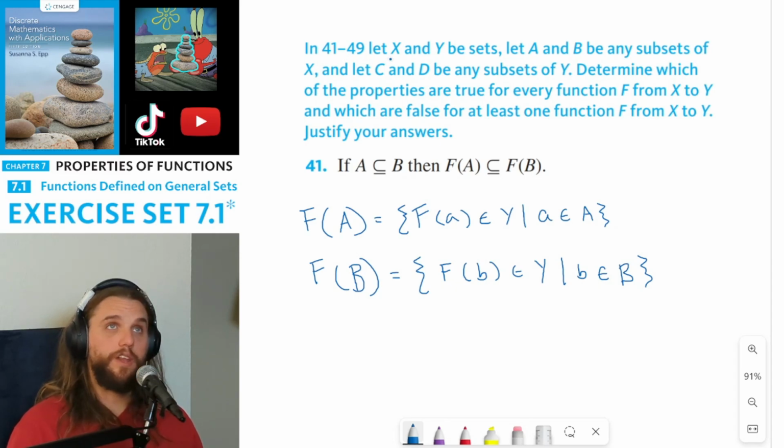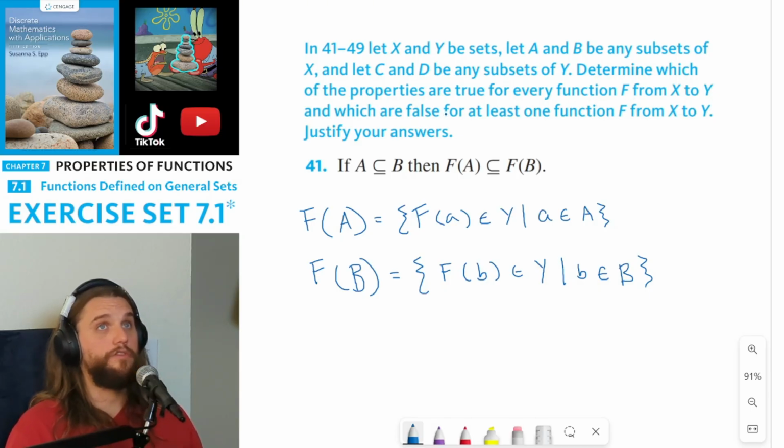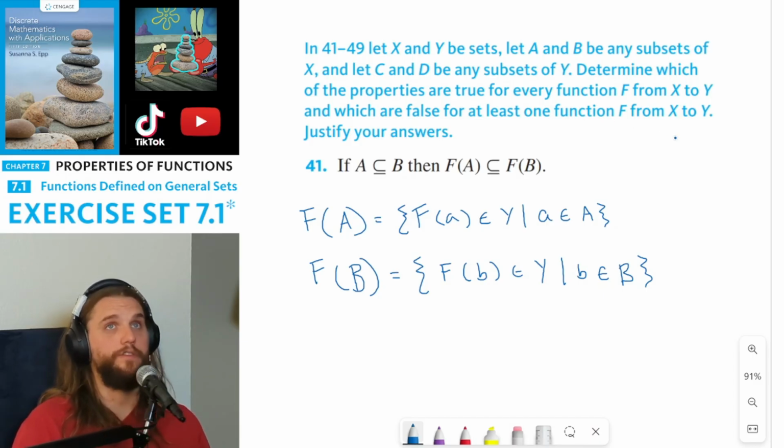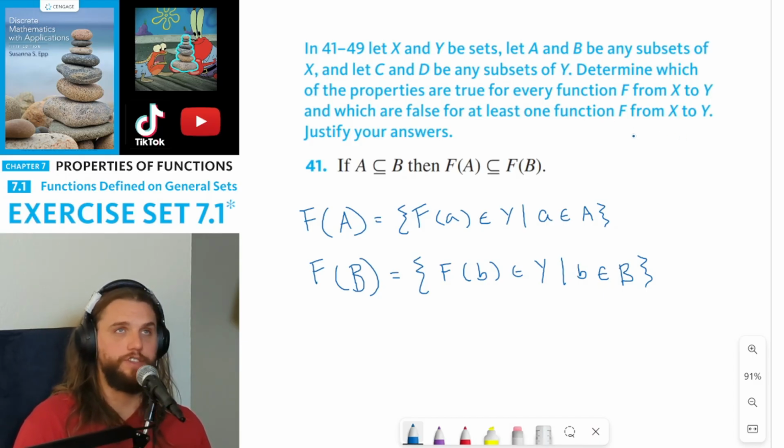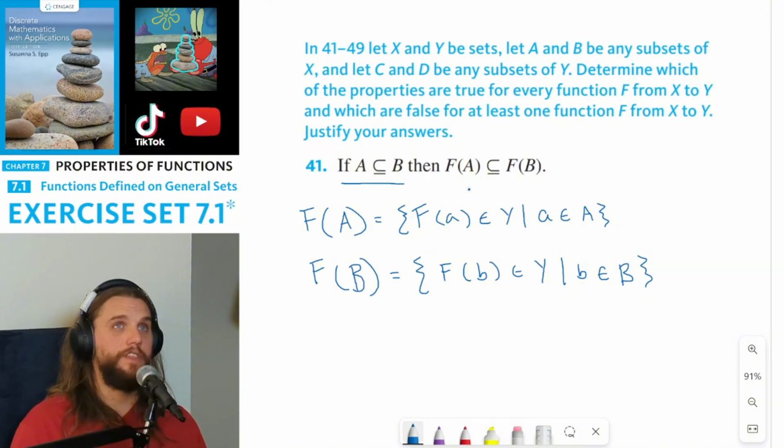In 41 through 49, let X and Y be sets. Let A and B be any subsets of X, and let C and D be any subsets of Y. Determine which of the properties are true for every function F from X to Y, and which are false for at least one function F from X to Y. Justify your answers.